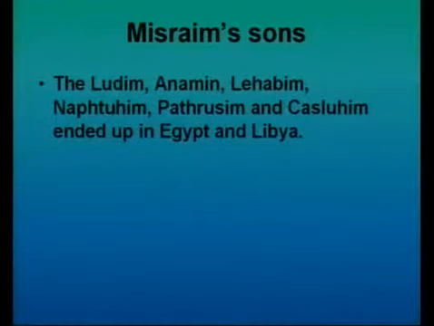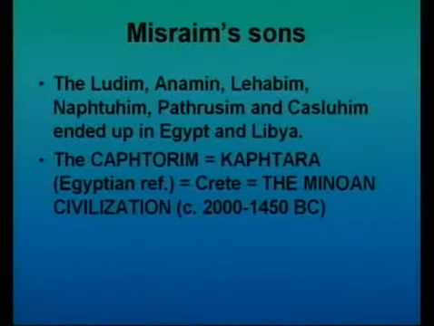Now, Mizraim had some sons. Great names, aren't they? The Ludim, Anamim, Lehabim, Naphtuhim, Pathrusim, and Casluhim ended up in Egypt and Libya. I haven't got time to go through all of those because this talk would take too long. I'm going to pick out a few of them that are quite interesting. There's another one, the Caphtorim, a bit of a puzzle for a while.